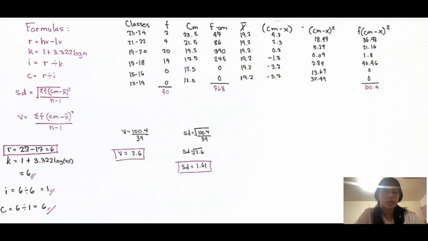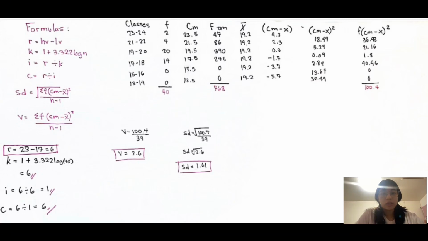So step 1, we have to solve for the range, and as mentioned earlier, r is equal to 23 minus 17. So this equals 6. So here we have k is equal to 1 plus 3.322 log 40, and that will be 6 as well. Our i is 6 divided by 6, and that will be 1. And lastly, we have 6 divided by 1, and that is equal to 6.